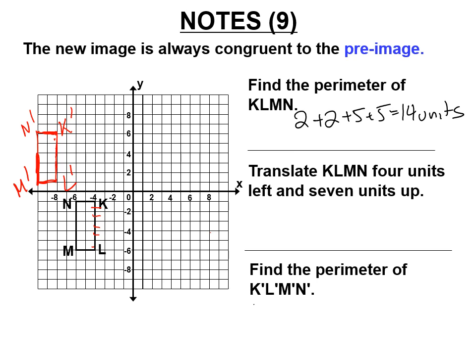Find the perimeter of K prime, L prime, M prime, and N prime. Well, they're congruent. Congruent objects always have the same perimeter. If they're the same size and the same shape, they have to have the same perimeter. They also have to have the same area. All the sides and all the angles have to be the same. That's why we did congruence right before this.